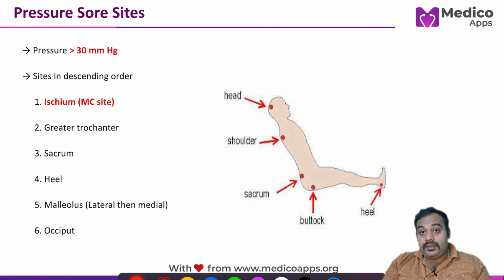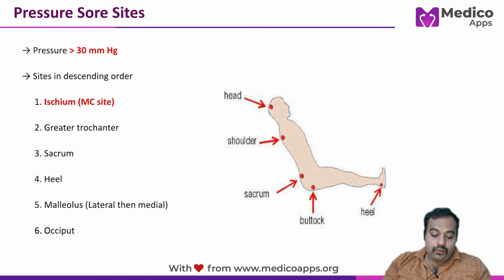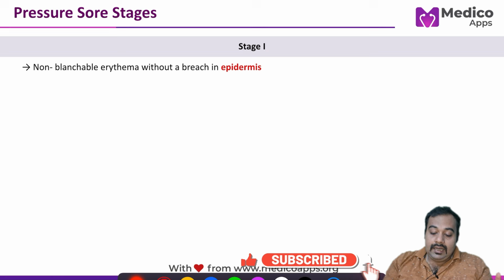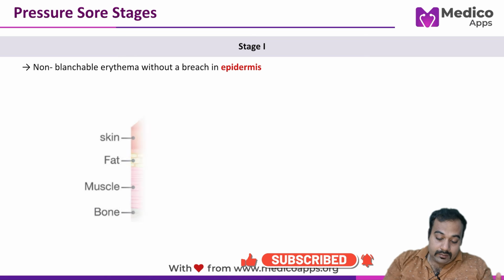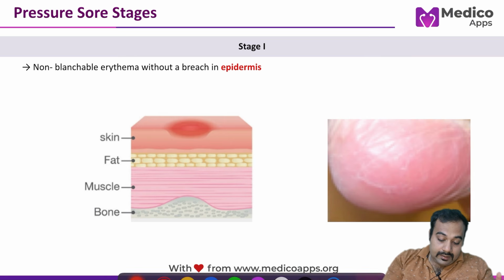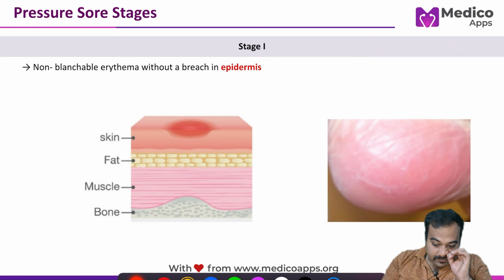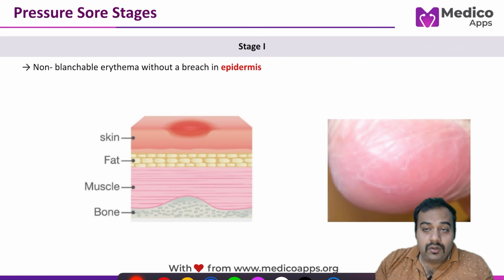Now let's try to understand the pressure sore staging. Okay, so your stage 1 is the non-blanchable erythema. Non-blanchable erythema is seen in this stage, but there is no breach of the skin. Okay, so the entire epidermis and the dermis both will remain intact. The only thing we can see in this case is the erythema, followed by your stage 2.